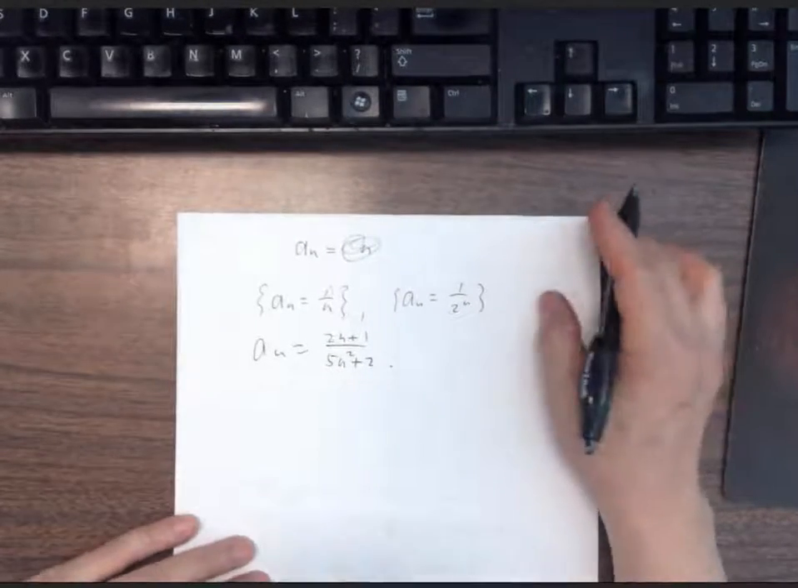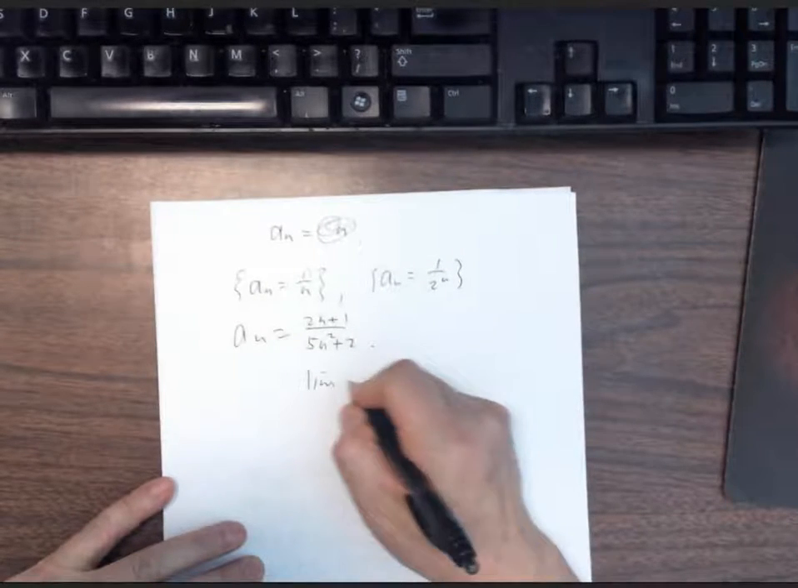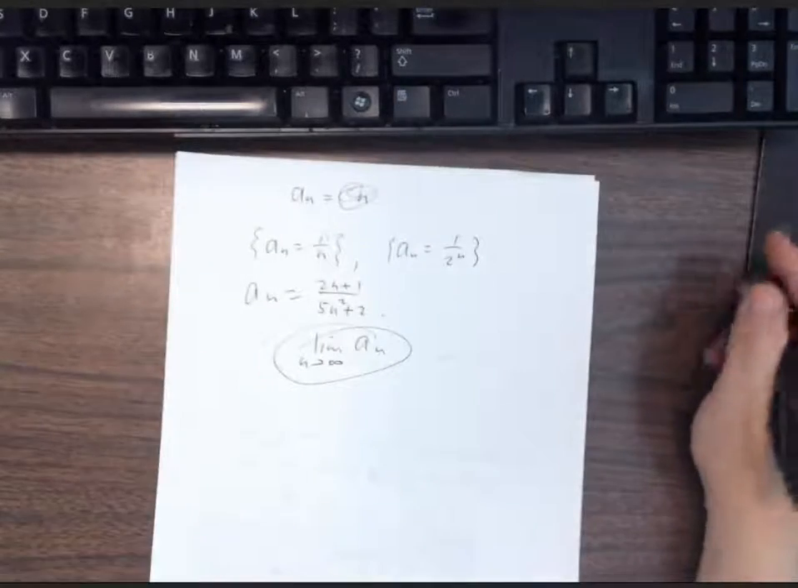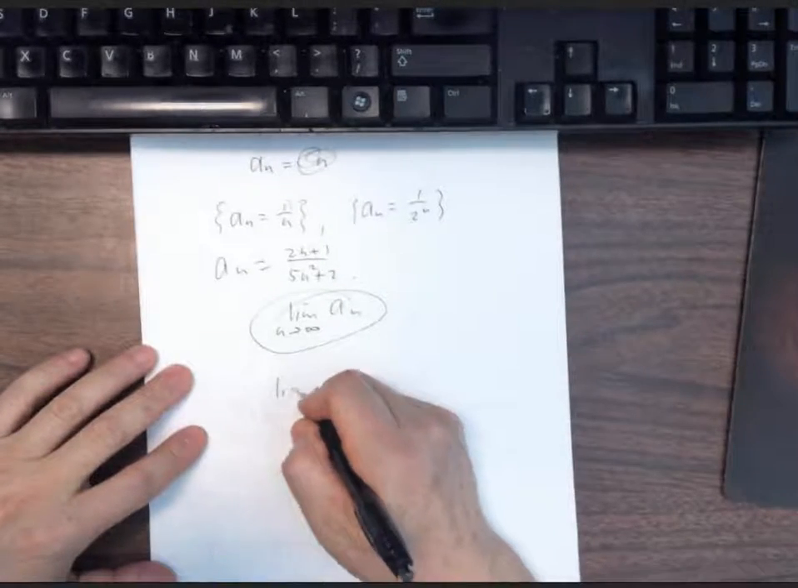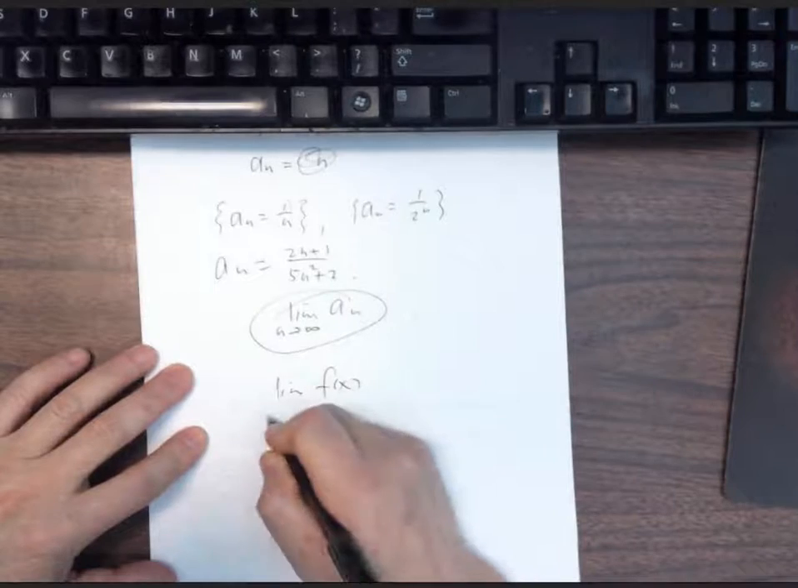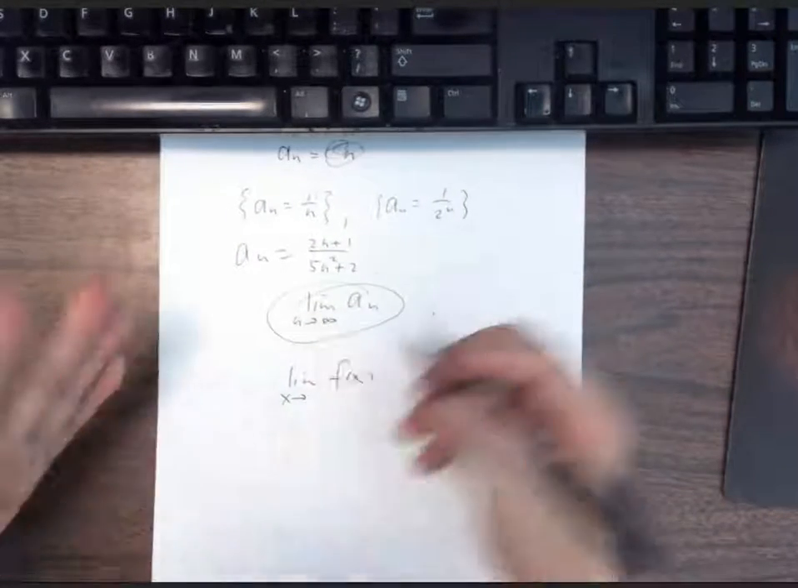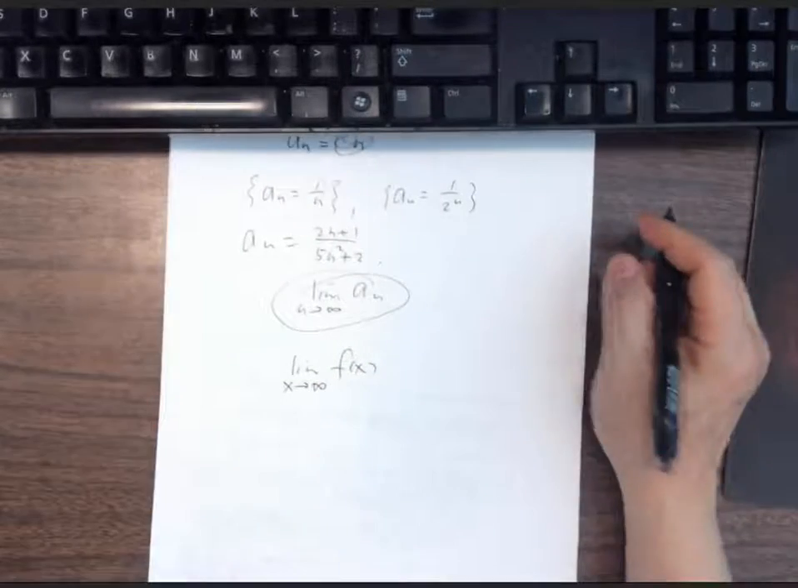How do we check the limit of a sequence? Well, let's recall how we do limits. We learned to do the limit of a function as x approaches whatever, or in this case let's just say x approaches infinity.